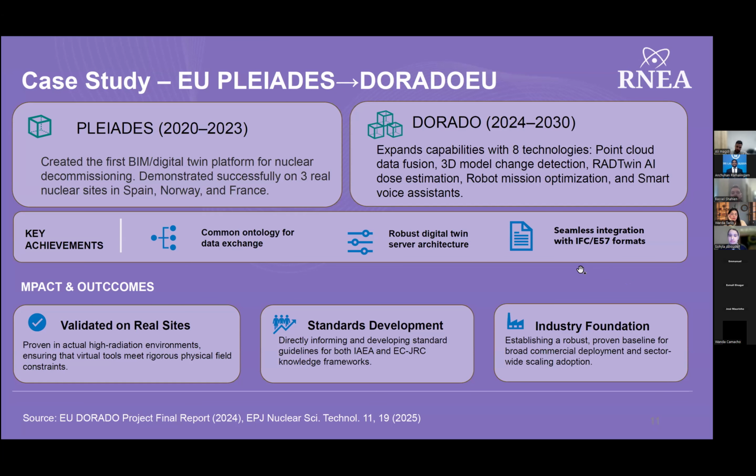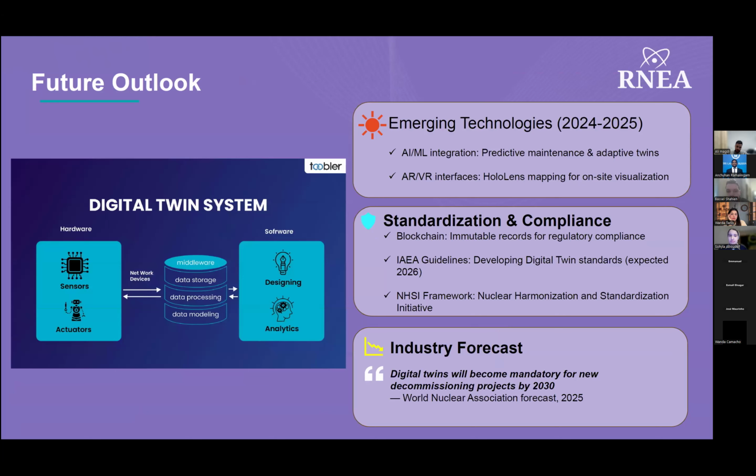So we will look at where everything is heading now. In the near term, we are seeing AI and machine learning integrated for predictive maintenance and adaptive twins that learn from operational data. So AR, VR interfaces like HoloLens are bringing the digital model directly into the operator's field of view on site. On the standard side, blockchain is being explored for immutable regulatory records. The IAEA is developing formal digital twin guidelines expected around this year. And initiatives like the Nuclear Harmonization and Standardization Initiative are working to align practices globally. The industry forecast is bold. The World Nuclear Association predicts digital twins will become mandatory for new decommissioning projects by 2030.